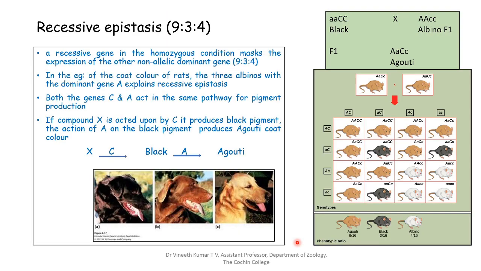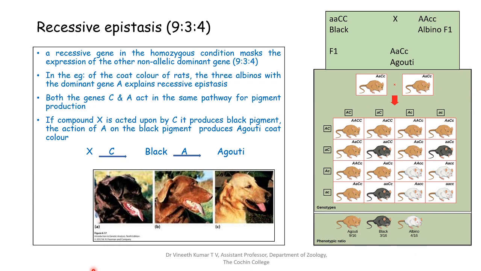Coming to the second one, which is called recessive epistasis. In recessive epistasis, what happens is a recessive gene in the homozygous condition is masking the expression of the other non-allelic dominant gene. So it is specific here. It is masking or inhibiting the non-allelic, the other gene; the dominant gene is being suppressed or inhibited in this particular case.